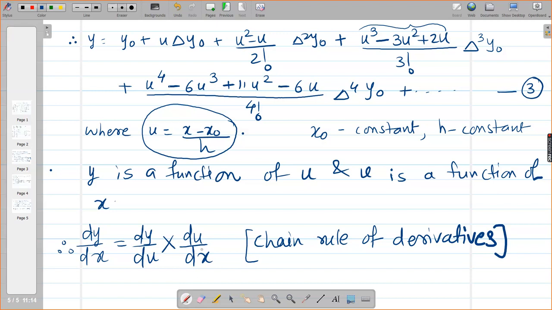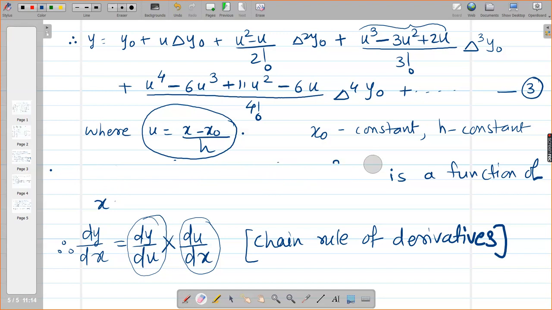Done, ma'am. Okay. Now tell me, what is du upon dx? Because dy upon du is going to be a long expression, y is a long expression, but u is a small expression, x minus x naught upon h. So let us first finish with this du upon dx. Multiplication is commutative, so we can do that. So what is du upon dx?